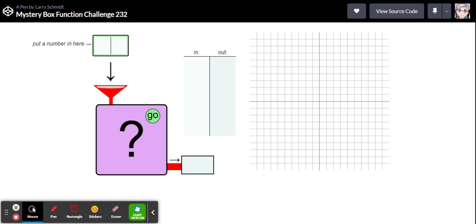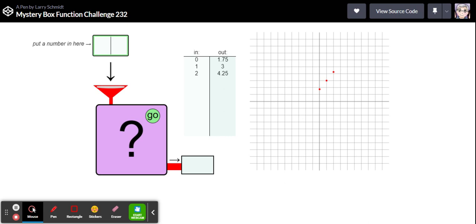Okay, let's start with a 0. Alright, so 0 gives us 1.75. How about a 1? And 1 gives us 3. How about a 2? Gives us 4.25. Let's see, it went up 1 1/4 or 5/4, and then it went up another 5/4. So it looks like we have a line here.